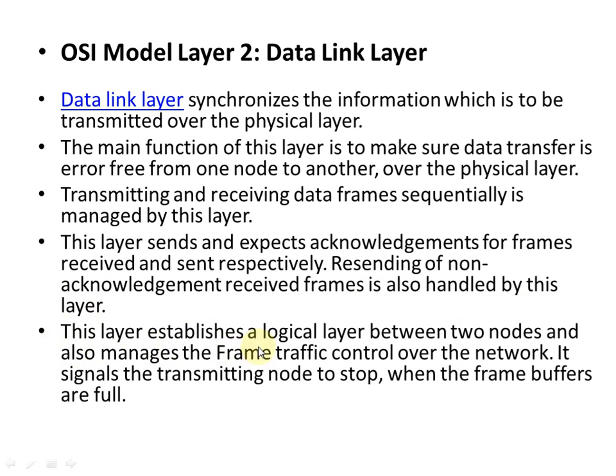This layer establishes a logical layer between two nodes and also manages the frame traffic control over the network. It signals the transmitting node to stop when the frame buffers are null. These are the functions of the data link layer.